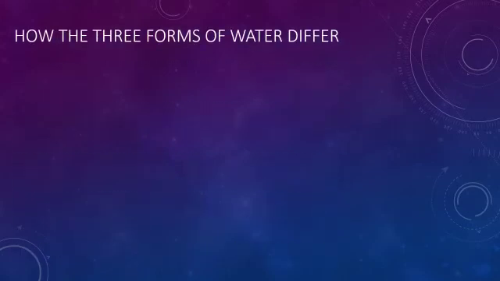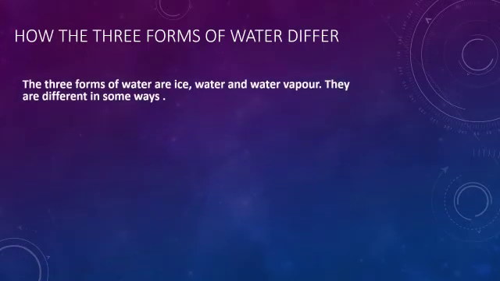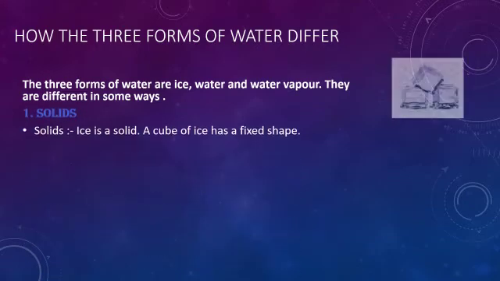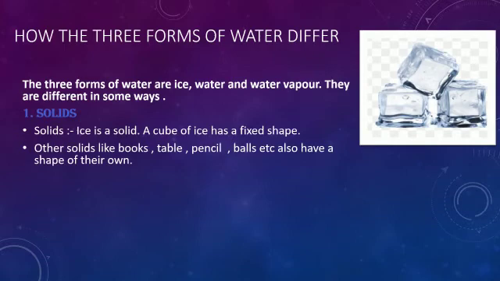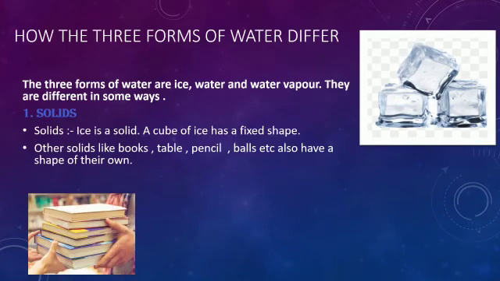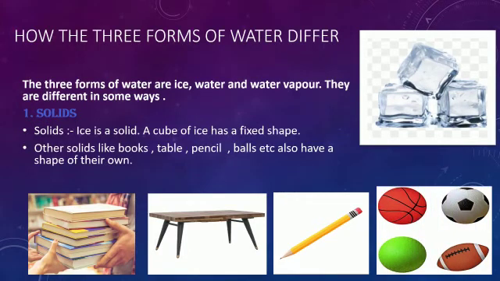Now we will see how the three forms of water differ from each other. The three forms of water are ice, water and water vapor. They are different in some ways. First we will see solids. Ice is a solid. A cube of ice has a fixed shape. Other solids like books, table, pencil, balls, etc. also have a shape of their own. Solids have a fixed shape.